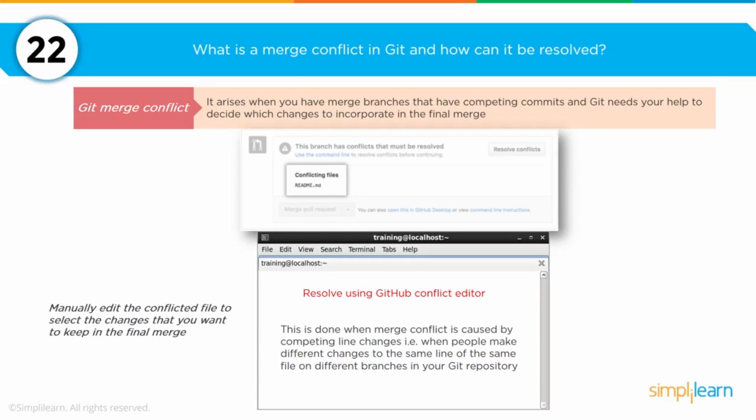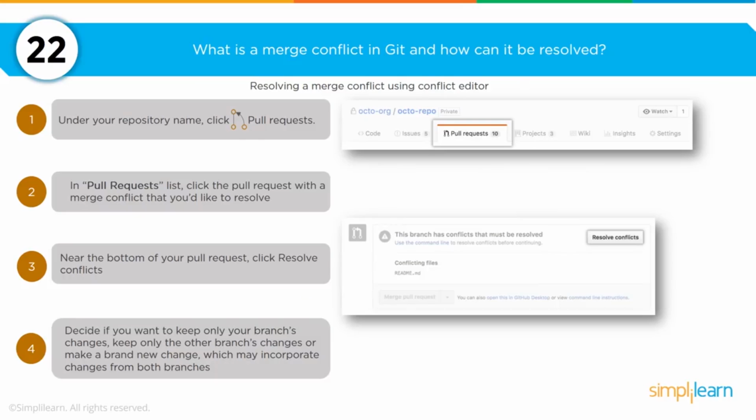And this is where you would go in, and to actually help resolve this issue, you'd go in and manually edit the conflicted files to select the changes you want to keep in the final merge. So let me go through the steps that you would take to illustrate this when you're talking about this particular question in your interview. There are essentially 4 stages.